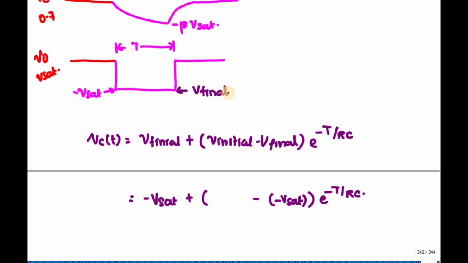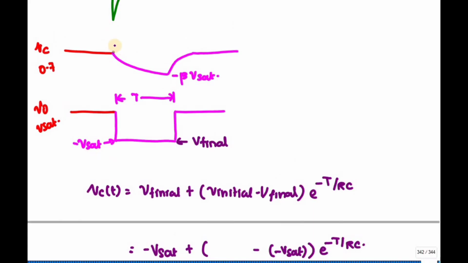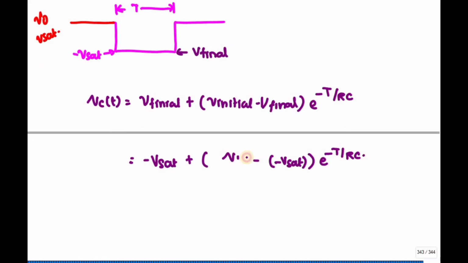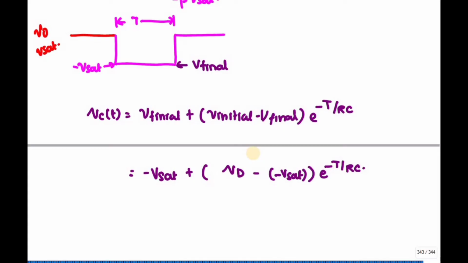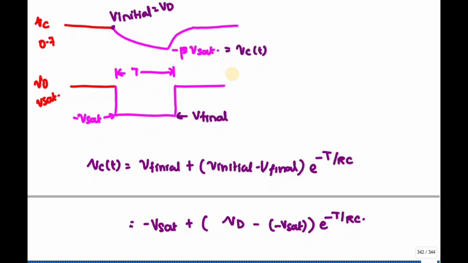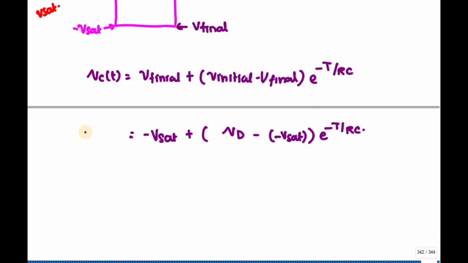So what is my initial value of the capacitance? The initial value of the capacitance is 0.7. So I can write 0.7 as Vd, okay. So Vd, e power minus t divided by RC. So what is the final value it has reached? That is Vc of t value. Vc of t value is this one, right? So I can write this as beta minus V sat.